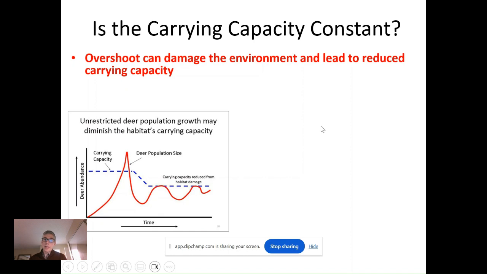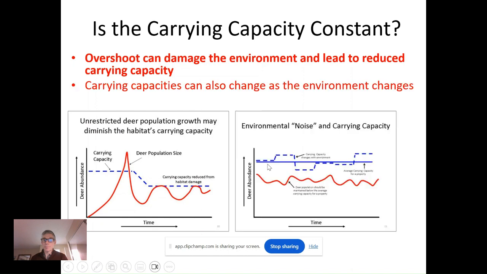So, really, is our carrying capacity constant? Well, if you have an overshoot, imagine that grass trying to come back now. All those deer have eaten literally everything down to the roots. It's going to be a lot harder because you've effectively reduced the carrying capacity of the environment by damaging it. Also, we can have this variable environment, which can create noise in carrying capacity. So you can have both physical and biological impacts altering carrying capacity.